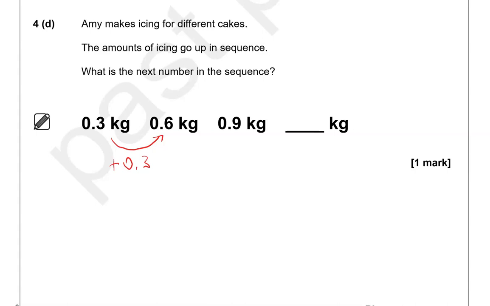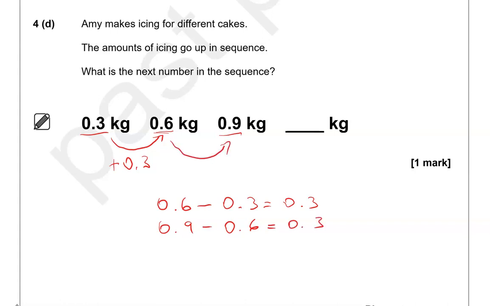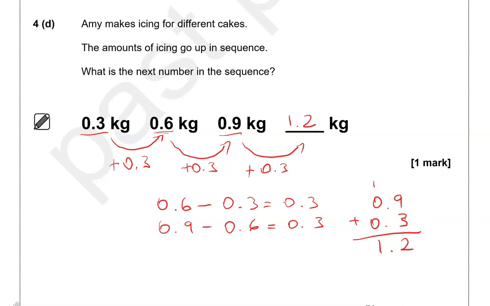And if you couldn't just work this out, you could do 0.6 take away 0.3 and it gives you 0.3. Also 0.9 take away 0.6 gives you 0.3. So we've added 0.3, so we're going to add 0.3 again. So 0.9 add 0.3, that is 12, so 2 down and 1 carried over, so 1.2 kilograms.